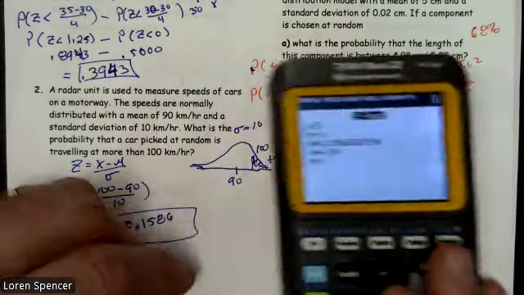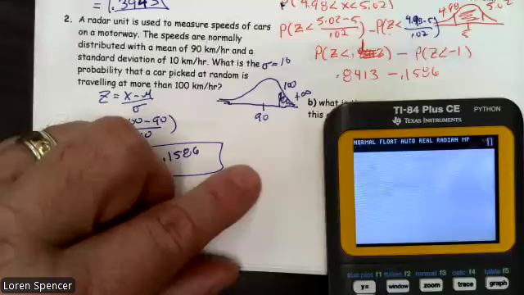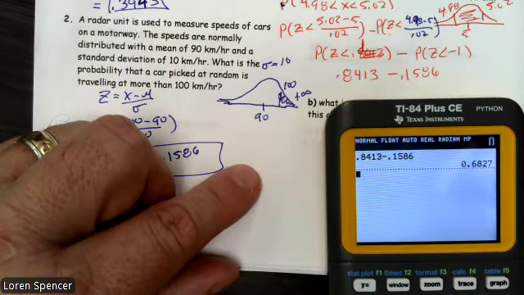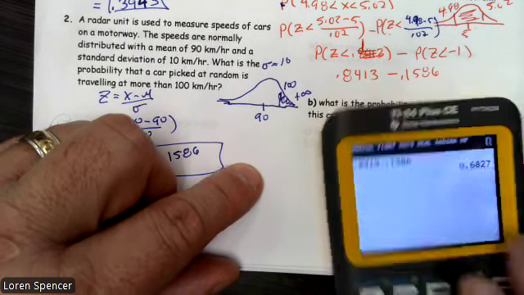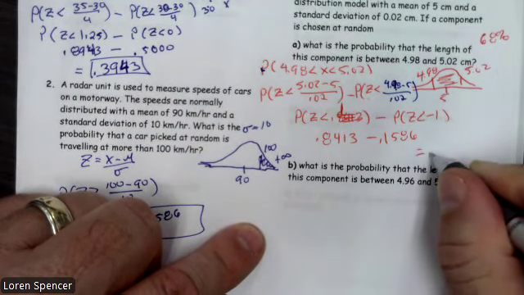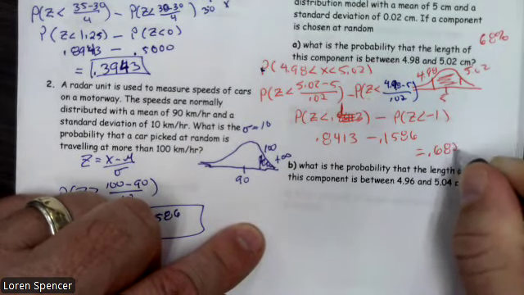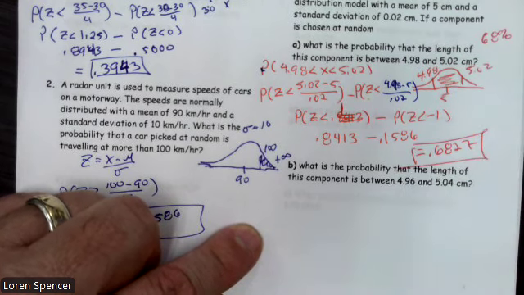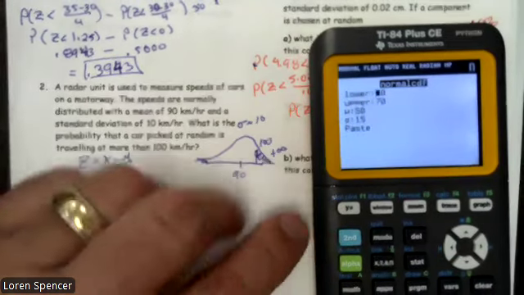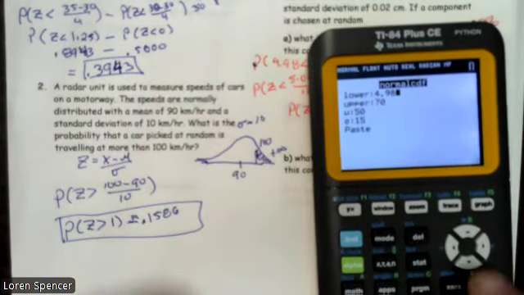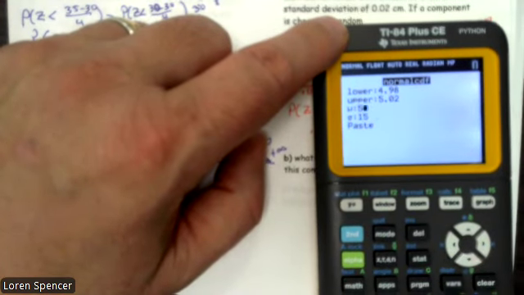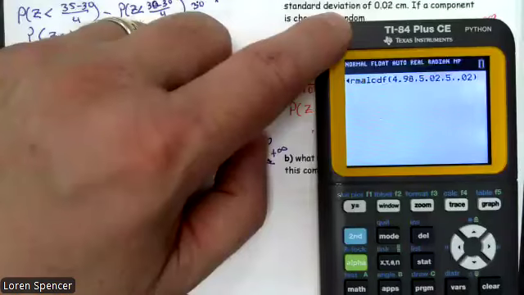Let's subtract those two values. So we have 0.8413 minus 0.1586, and we get 68%, which is what I told you beforehand, that we should be about 68%. It equals 0.6827. For those of you who want to see it in the shortcut mode, here we go. 2nd VARS, normalcdf. Lower bound, 4.98. Upper bound, 5.02. Mean of 5, standard deviation 0.02.